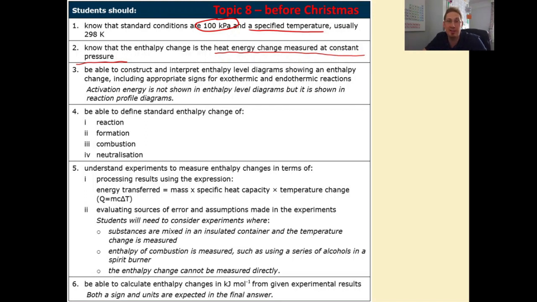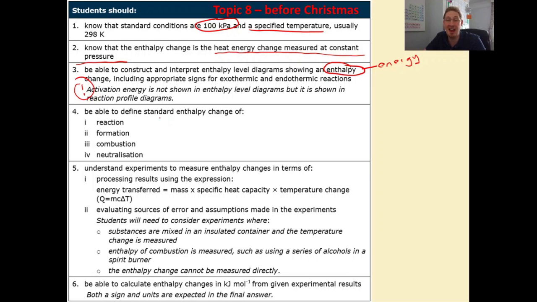Obviously, we are dealing with temperature changes sometimes when we're working out enthalpy changes, energy given out or taken in, but the pressure must be constant for all of these calculations to work properly. Be able to construct and interpret enthalpy level diagrams showing an enthalpy change, including appropriate signs for exothermic and endothermic reactions. Very similar to what you did at GCSE, only here we're using the term enthalpy instead of energy, and we'll talk about the difference in a bit.